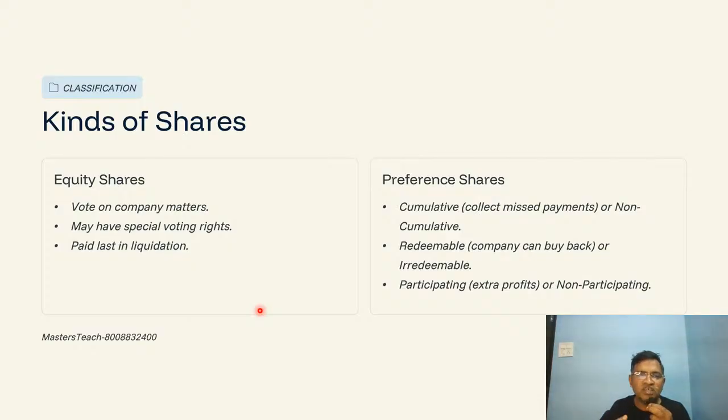So the kinds of shares here are equity shares and preference shares. The preference shares have subdivisions: cumulative, non-cumulative, redeemable, irredeemable, participating, and non-participating.